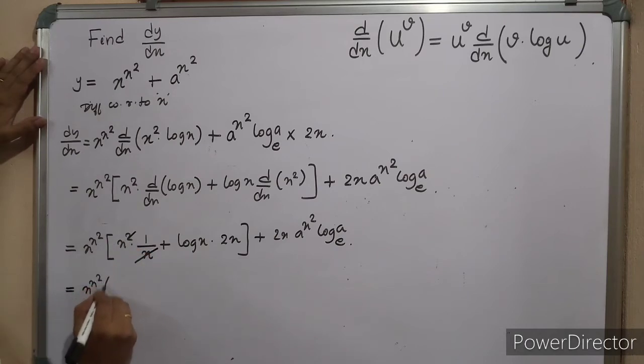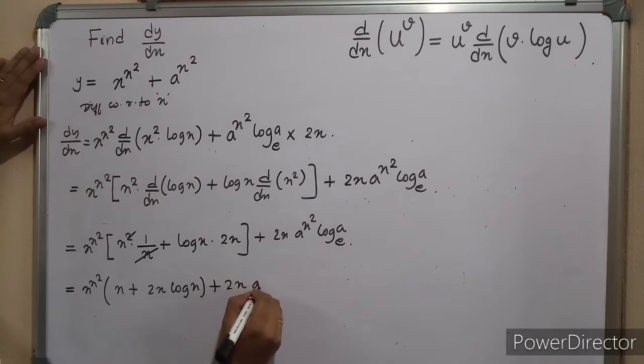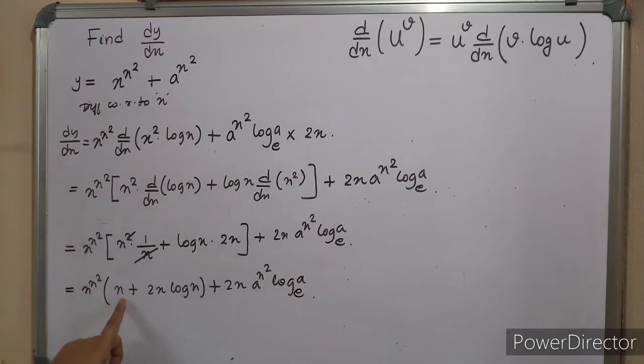x to the power x square, within bracket we can write x, then 2x log x plus 2x a to the power x square log a to the base e. Now you can take x common from this also, or you can leave your answer like this and you will get full marks.